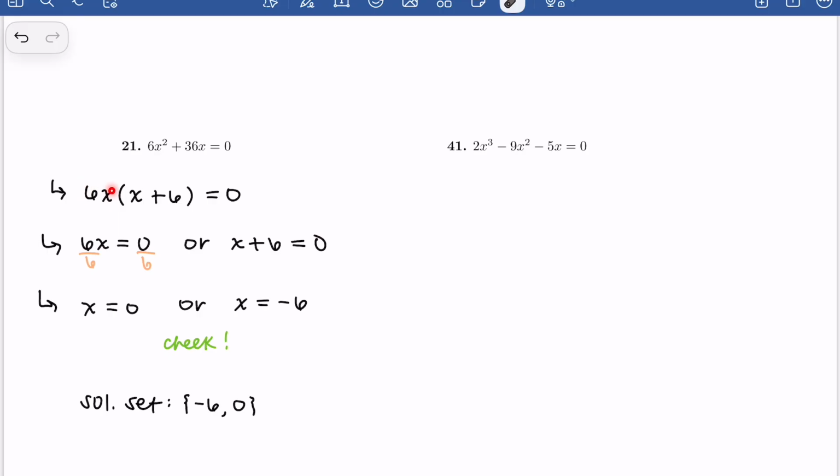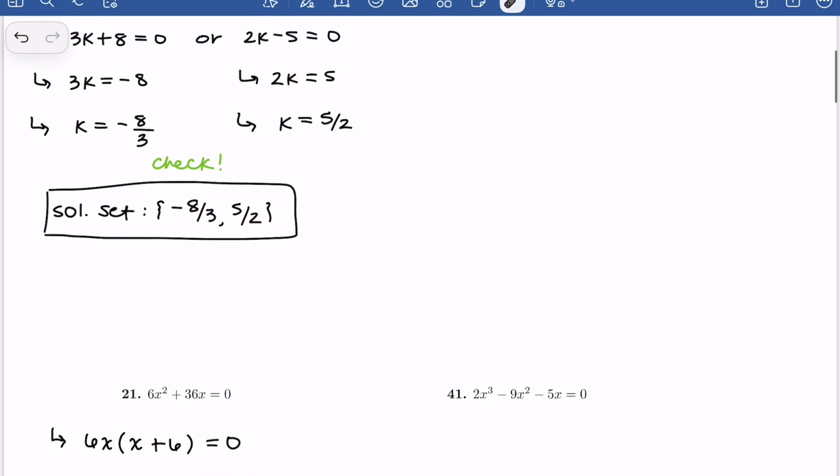Now, something to note here is that this 6 being attached to this variable indicates that it will give or it will provide a solution. However, if we just had a 6 on the outside, let's say there was no variable attached to this factor, then it wouldn't influence our solution. So just keep that in mind here. If this were just a number by itself, we would only be focusing on the factor that contains a variable.